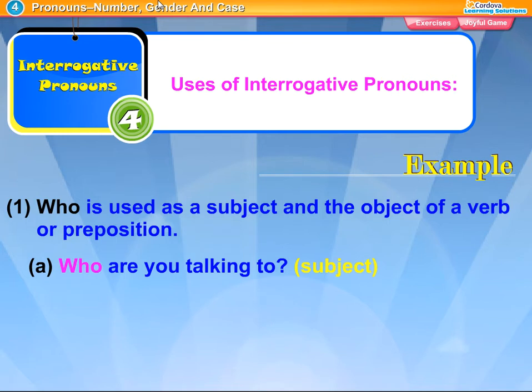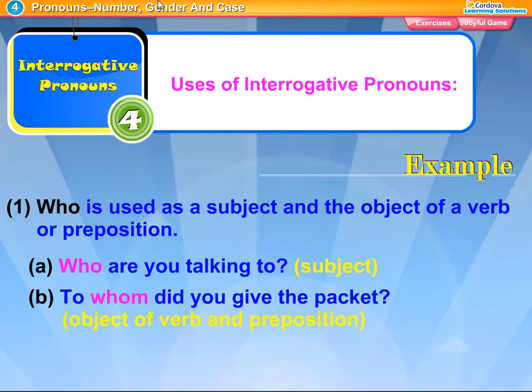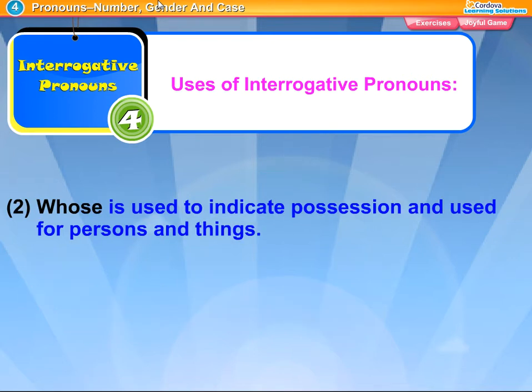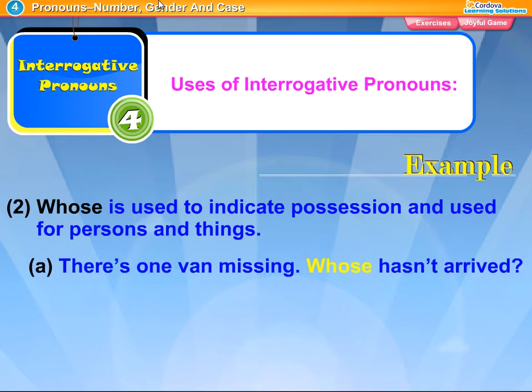Examples: A. Who are you talking to? Subject. B. To whom did you give the packet? Object of verb and preposition. 2. Whose is used to indicate possession and used for persons and things. Example: There's one van missing.